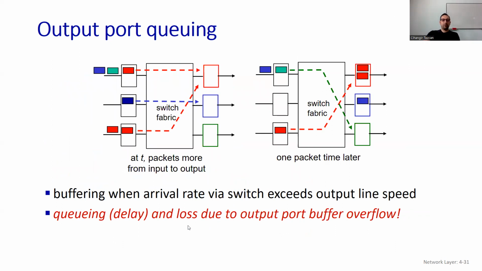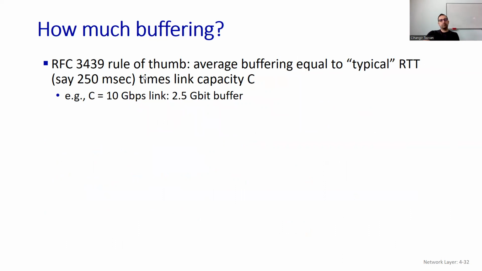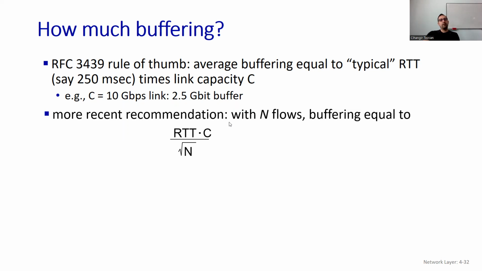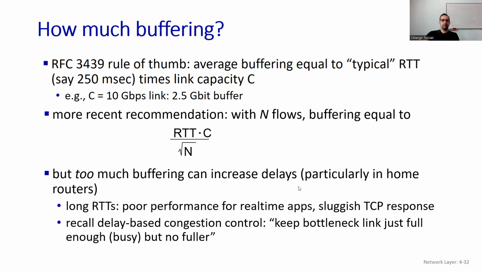So output port queuing: buffering when the arrival rate via the switch exceeds the output line speed, with queuing delay and loss due to output port buffer overflow. There's a rule of thumb from RFC: average buffering equal to a typical RTT, say 250 milliseconds, times link capacity C. So this is the amount of buffer you should have. In this example, if C equals 10 gigabits per second, you should have 2.5 gigabits of buffer. But in newer documents, the recommendation is RTT times C divided by the square root of N. Recall that N is the number of ports that we mentioned.